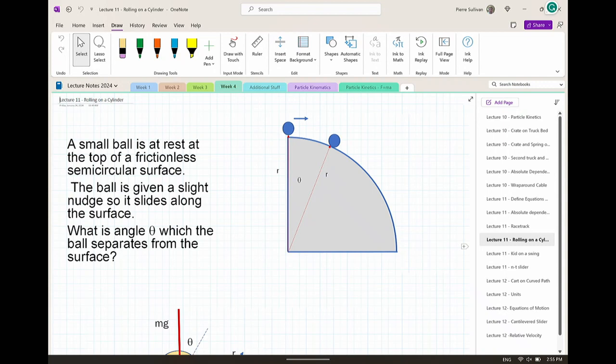No surprises here. Sum of forces in r equals mass times acceleration in r. Sum of forces in theta equals mass times acceleration in theta. And so I have here a semi-cylinder, and what's happening is a small block or ball is at rest at the top of a frictionless semicircular surface. The ball is given a small nudge, so it slides along the surface. At what angle, theta, does the ball separate from the surface?